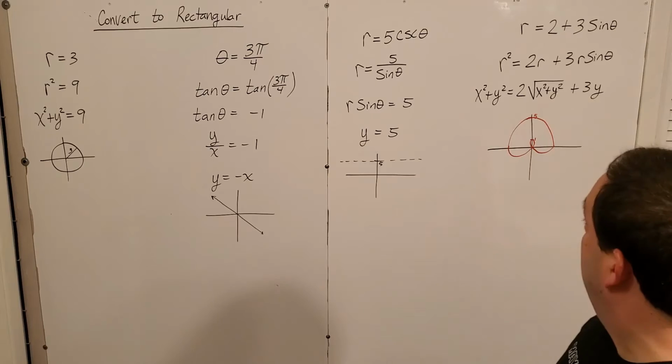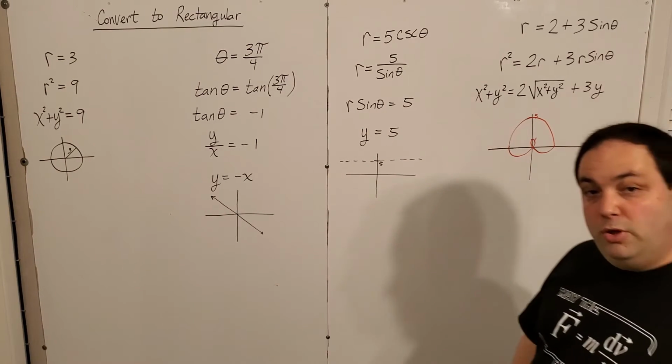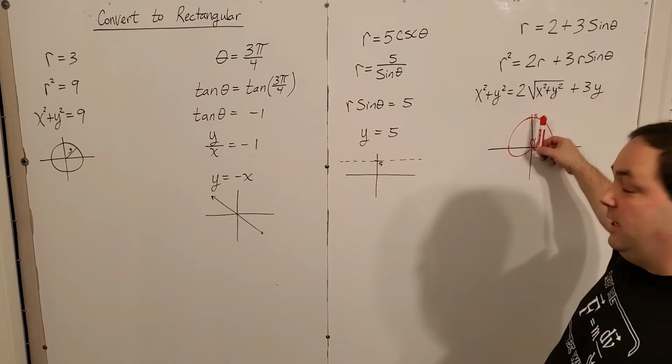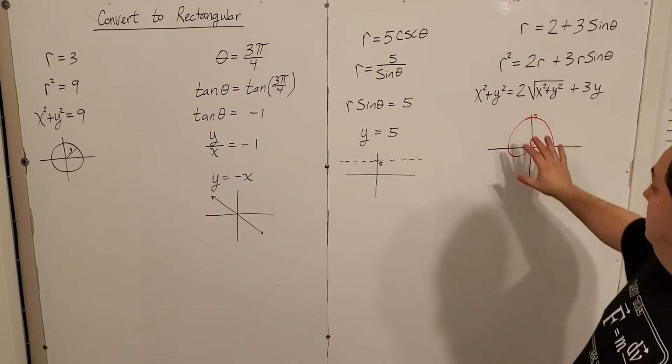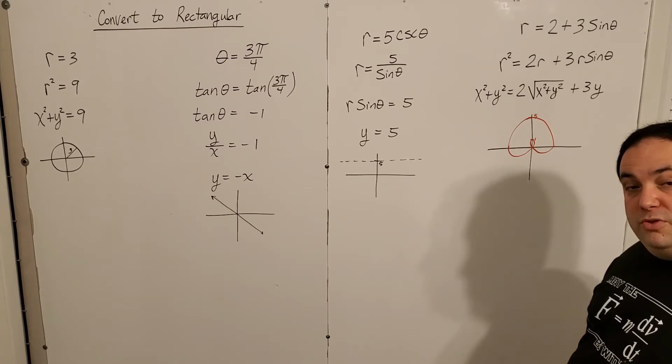So, obviously not something that we would normally put in rectangular. It doesn't pass that vertical line test that we're accustomed to using. In polar, it's completely a function though. 100% works as a function.